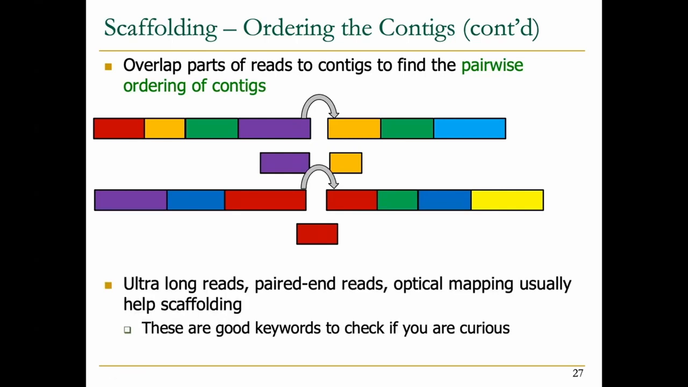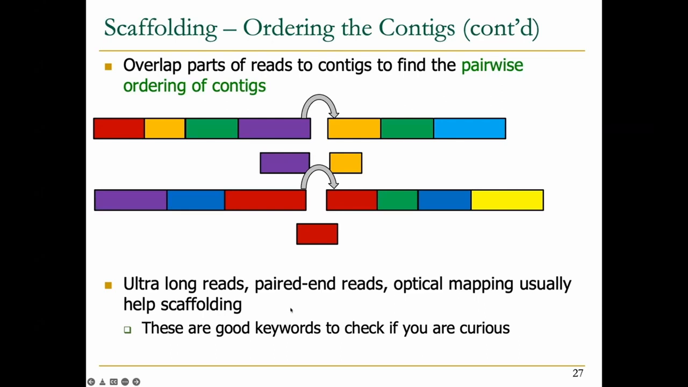So what helps scaffolding? Usually we want to use ultra long reads so that we can identify such overlaps. We can use paired end reads. Paired end reads are essentially paired where there's a gap between them, and maybe one pair may be overlapping here and one pair overlapping here. But since we already know that these two pairs are close to each other, we can say that maybe these contigs are also close to each other.